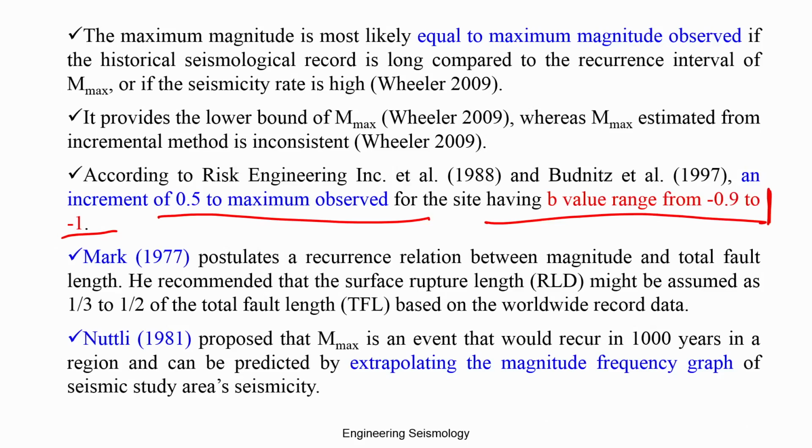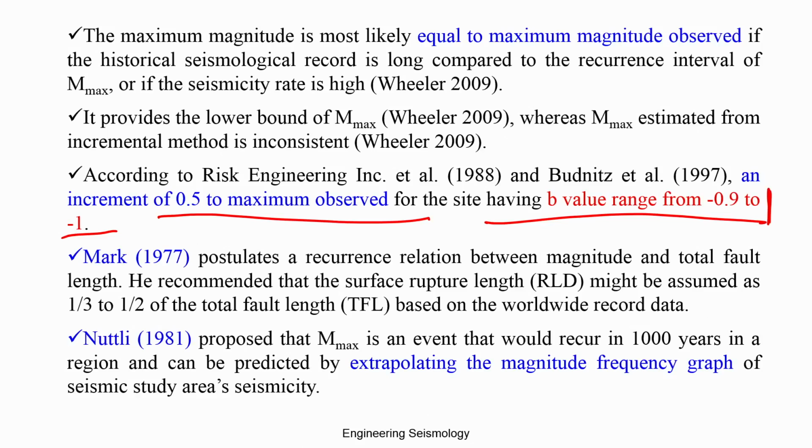So Mark said that if you know the length of the fault, then you assume that 1/3 to 2/3 of the length is going to rupture. So if I have a 100 kilometer fault length, I will assume that 30 to 50 kilometers is going to rupture. Since I know the subsurface rupture length, I can get an empirical equation, which I discussed in the first slide. Then I can get the maximum magnitude. That kind of method was suggested by Mark, so that method is called the Mark method.